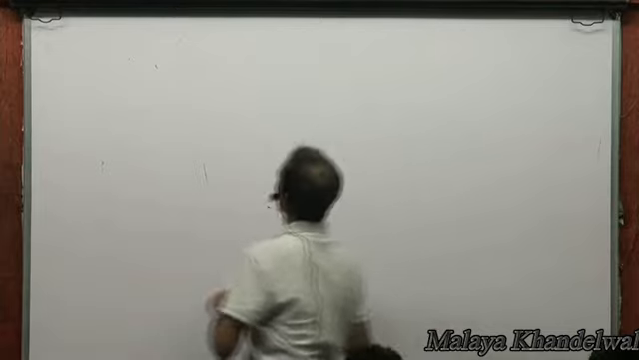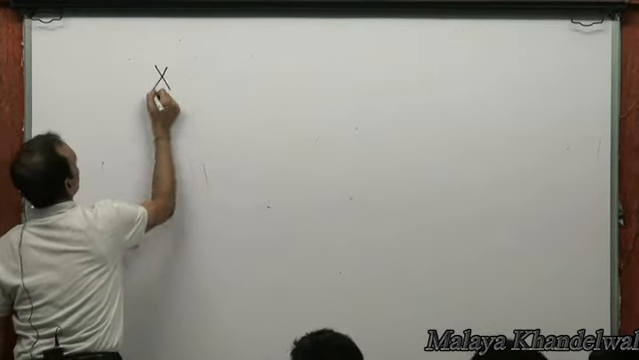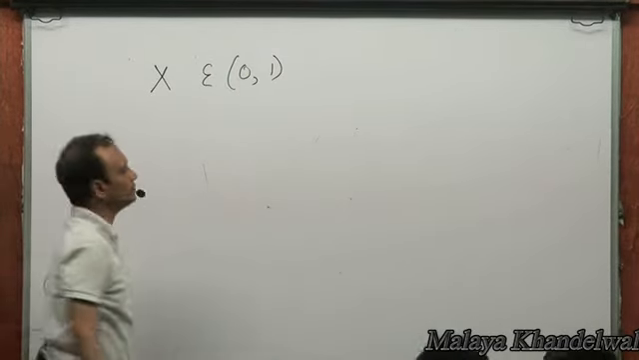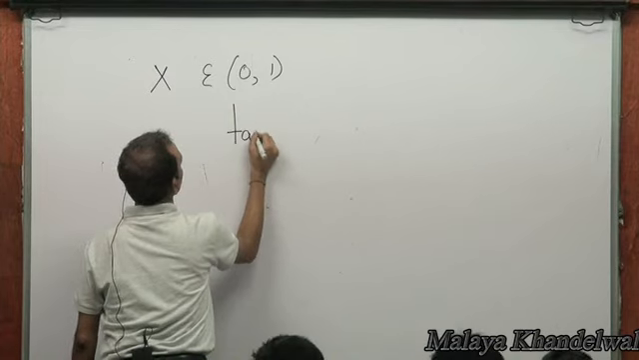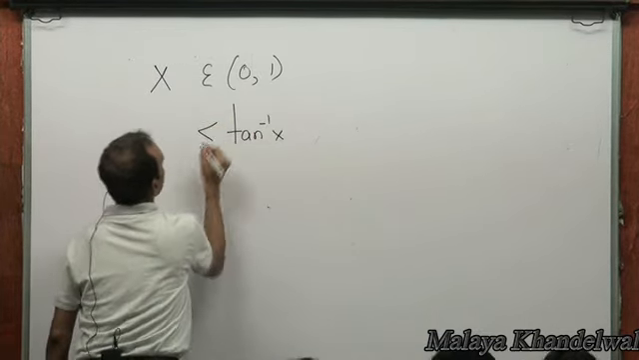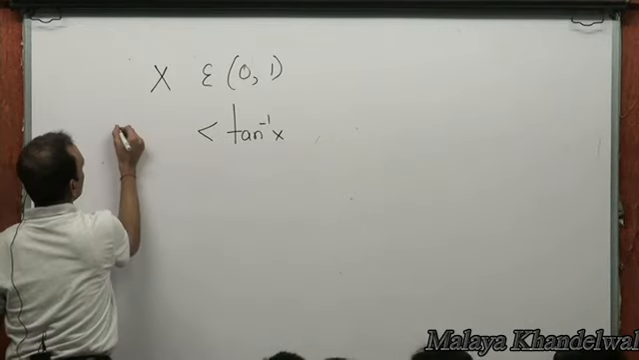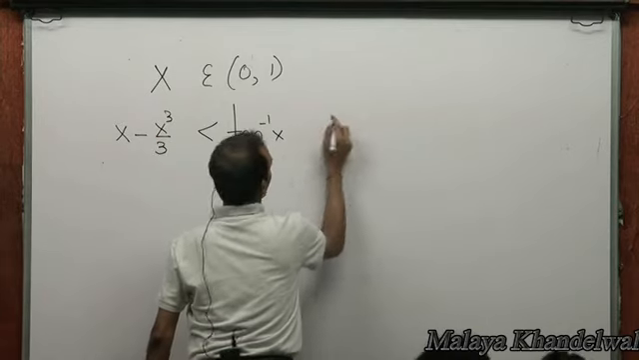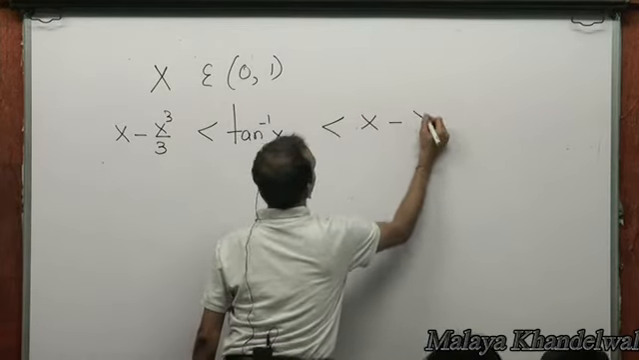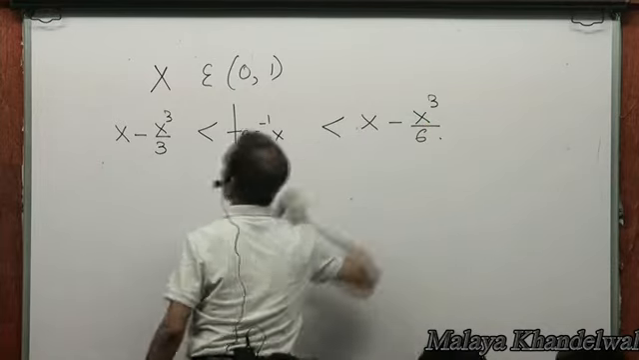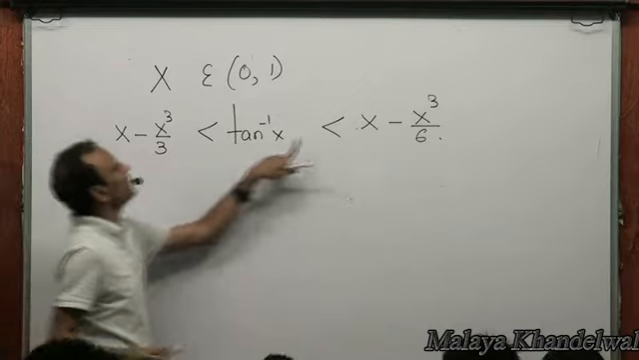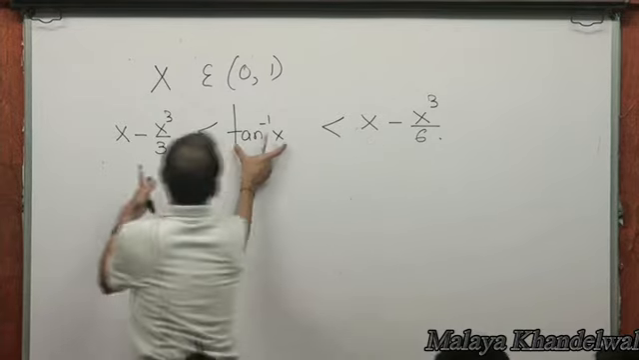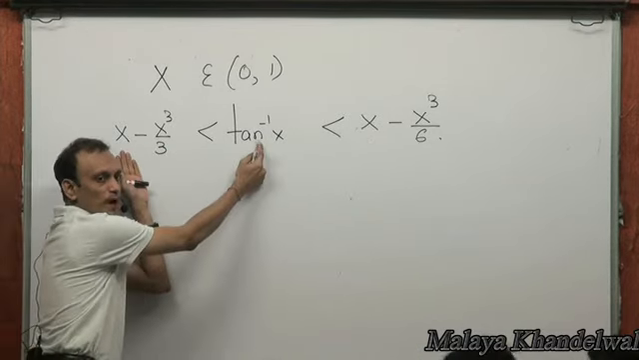Say for x belonging to 0 to 1, tan inverse x is greater than x minus x cube by 3, less than x minus x cube by 6. Let me look at this minus this to establish this part of the inequality.